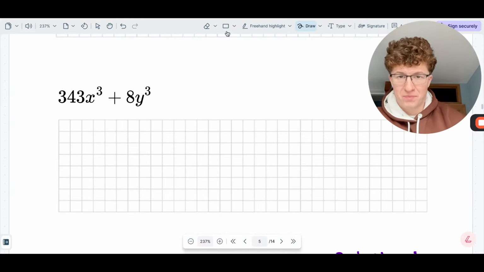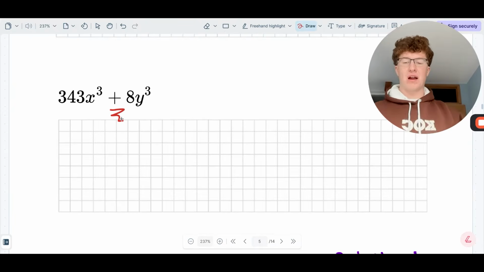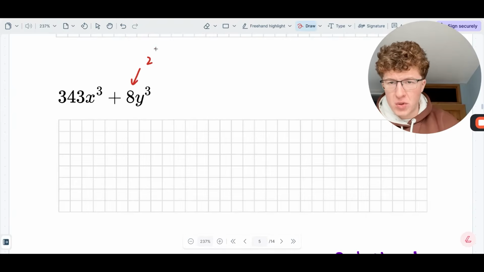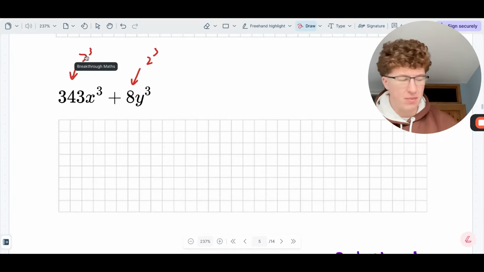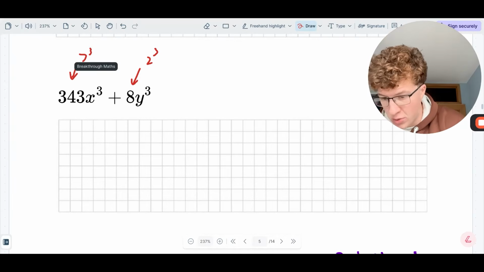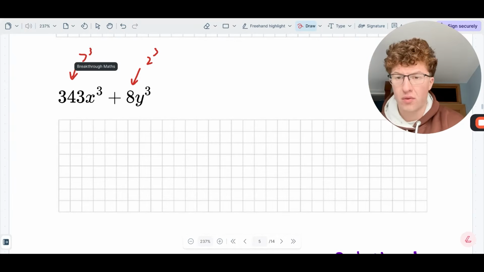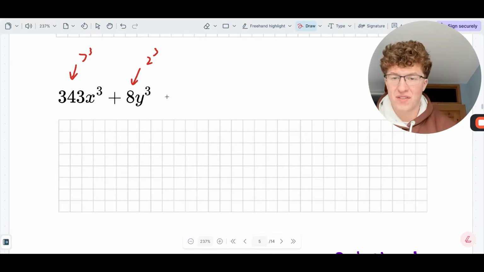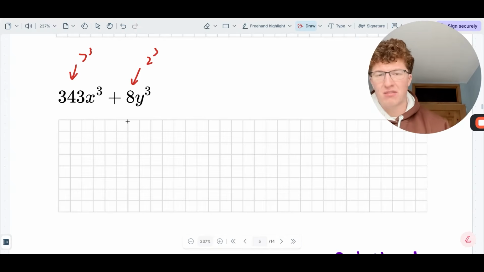Looking at this next one, we have a plus sign, so we're having a sum. X is cubed, y is cubed, 8 is just 2 cubed, and 343 is just 7 cubed, I believe. Because if you ever want to check, you can just put into your calculator the cube root of 343, and that is 7. So this is the same as, well, I'll write it down in a second.